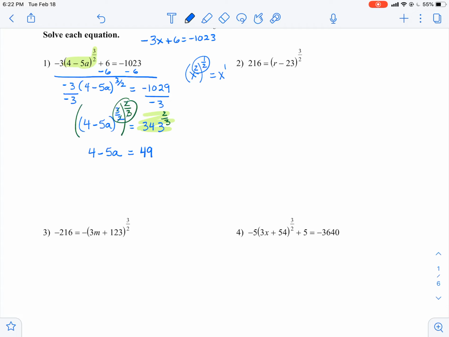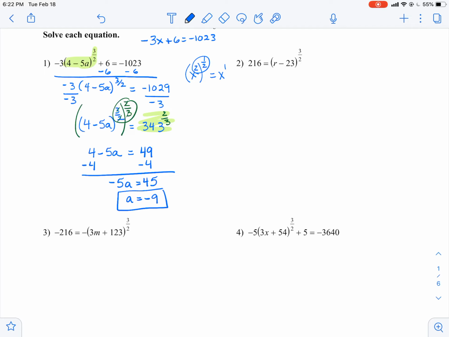So now we have a very simple equation, and we can continue to solve. So minus 4, and that's 45, and divide, and we have a negative 9.